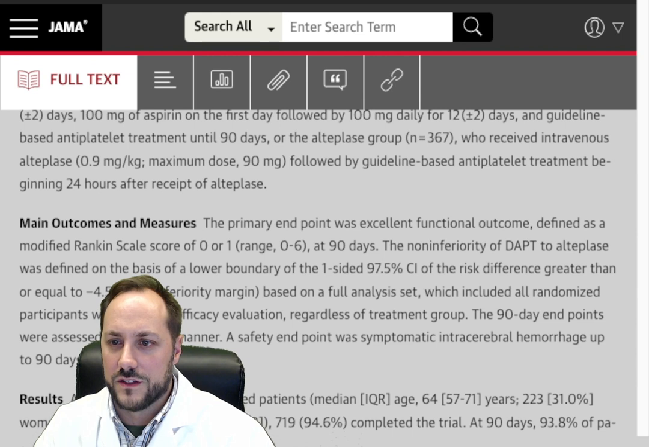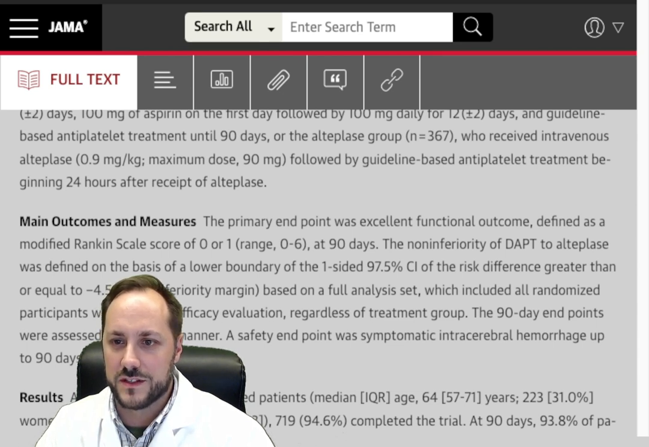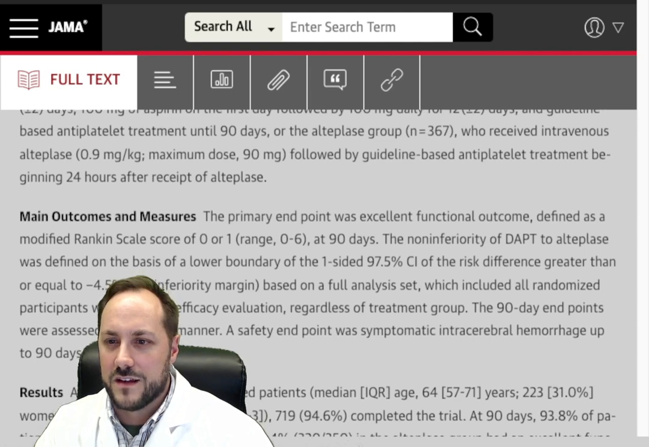So the primary outcome was excellent functional outcome defined as a modified Rankin score of 0 or 1. And if you recall, that would be no symptoms or minor symptoms without disability, not interfering with any of their normal daily activities. So that would make sense.